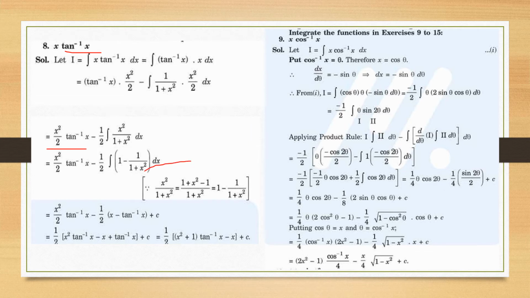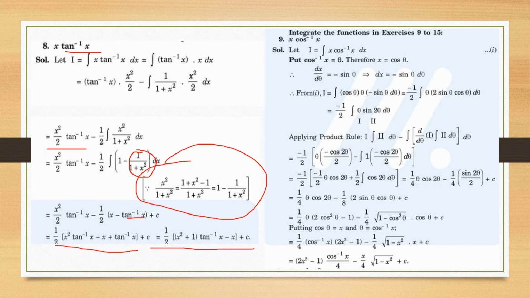So the best way to solve such questions, you must remember, is add and subtract 1. Break the numerator: 1 plus x square upon 1 plus x square is 1, and it is minus 1 upon 1 plus x square. So it becomes 1 minus 1 upon 1 plus x square. So the integral of 1 is x and the integral of this is tan inverse x. Okay, now multiply by half and this is the required answer.